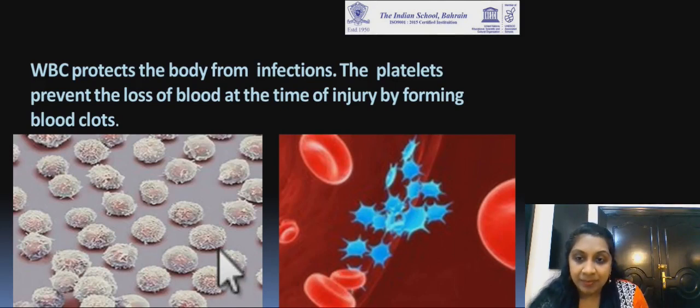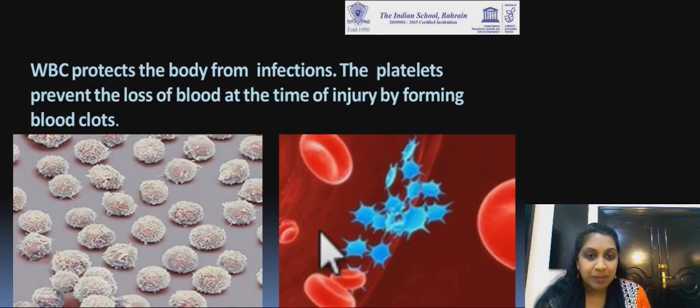In this slide, the first picture is the picture of the WBC and the second picture is the picture of the platelets.